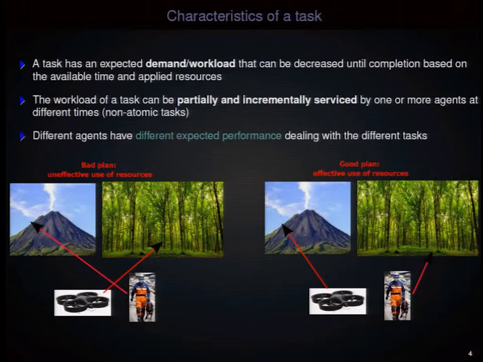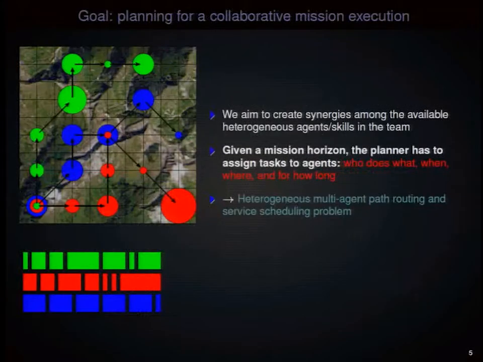Depending on their skills, different agents have different expected performance when dealing with the different tasks. The figure shows a simple example of a bad and good use of agents' skills for task assignment. Our goal is to design a planner that assigns tasks to agents and determines who does what, when, where, and for how long. This amounts to solving a multi-agent path routing and service scheduling problem.